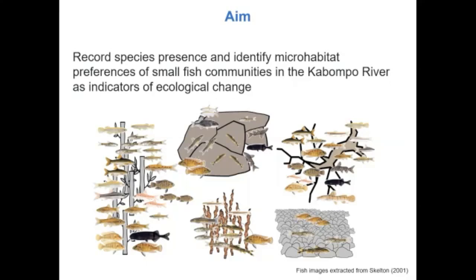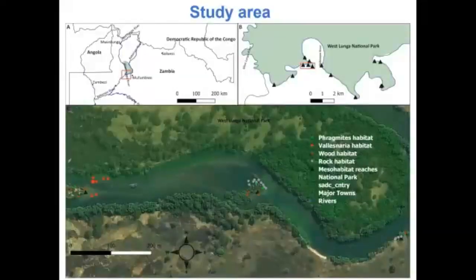Unfortunately, our ability to mitigate against the impacts of these anthropogenic threats is limited by a lack of knowledge and the concentration of studies in specific fisheries important areas. Therefore, as an attempt to try and fill a portion of this gap, the present study tried to look at species presence and identify microhabitat preferences of small fish communities to see if they could be used as indicators of anthropogenic change.